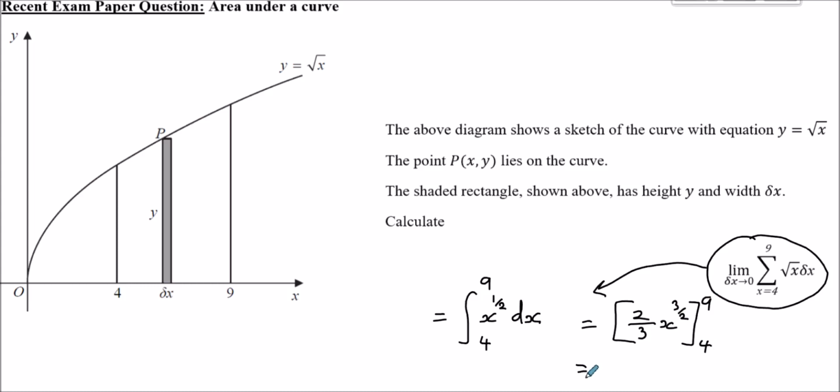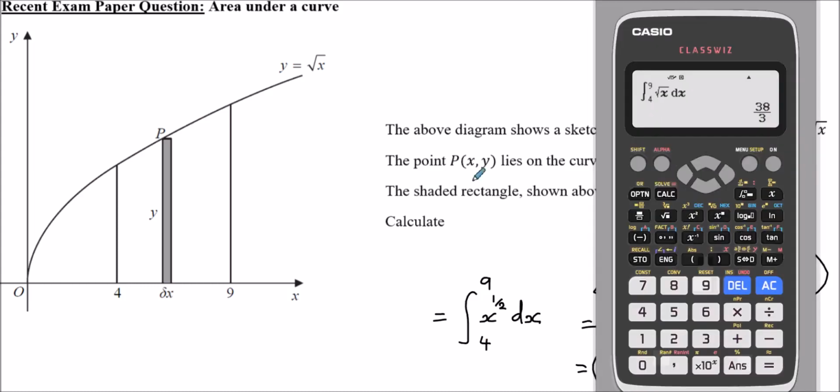So if we plug in these limits, we have 2/3 times 9 to the 3 over 2, then minus off 2/3 times 4 to the 3 over 2. This is the longer way of doing it as well. I'm going to show you how you can do it with the Class Wiz. But anyhow, just showing you how to do it here.